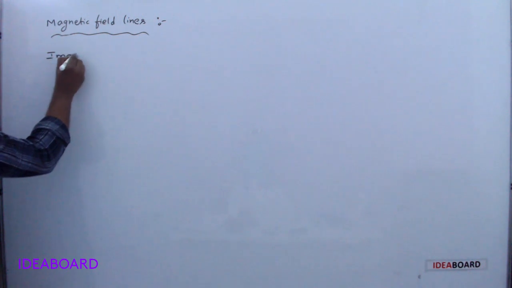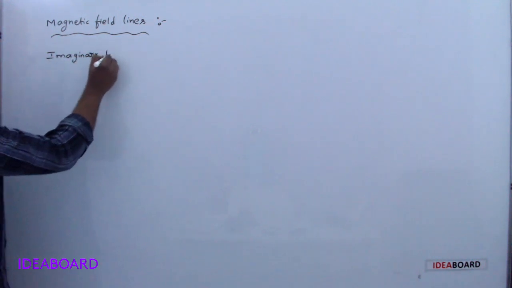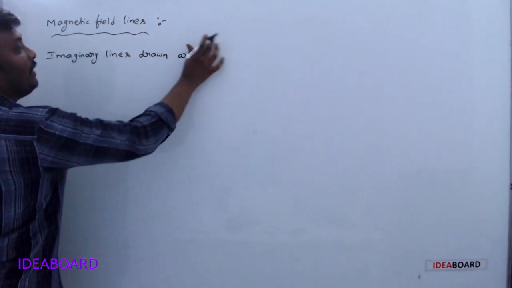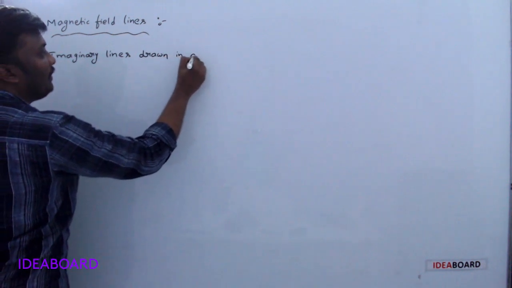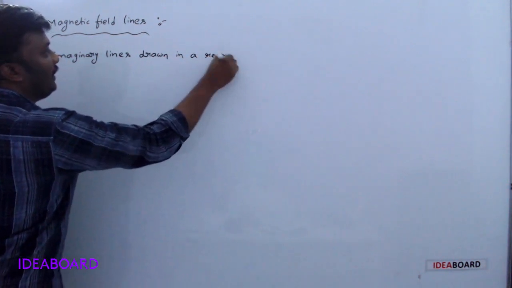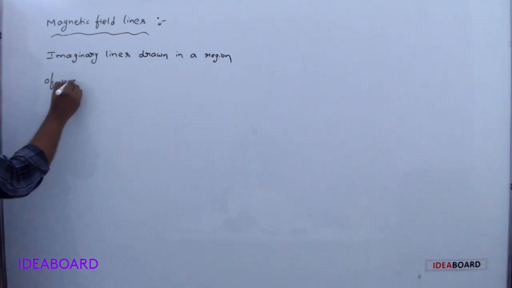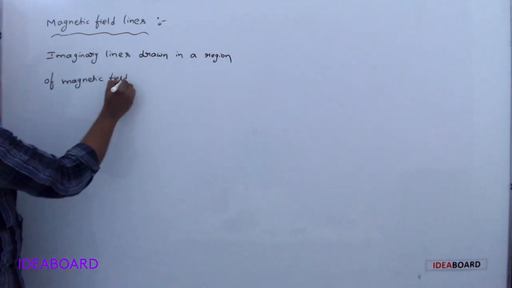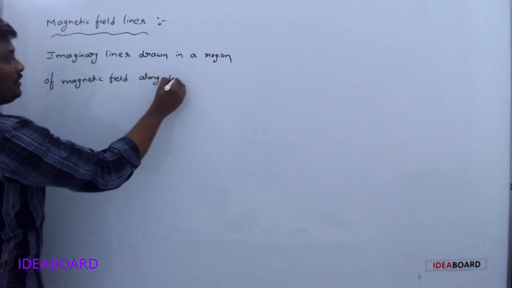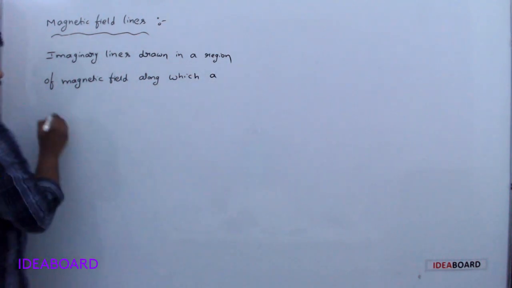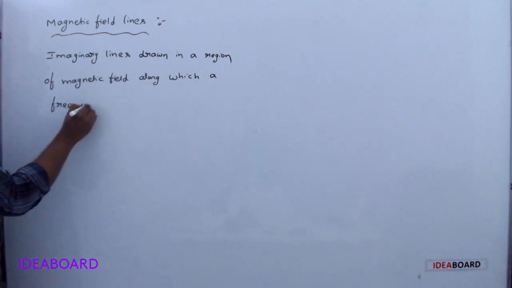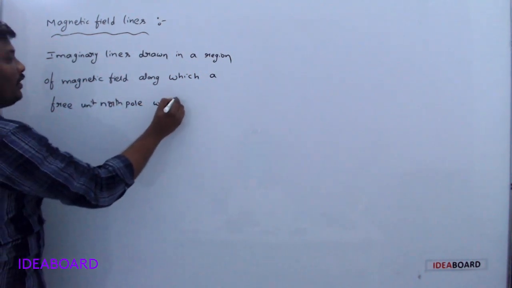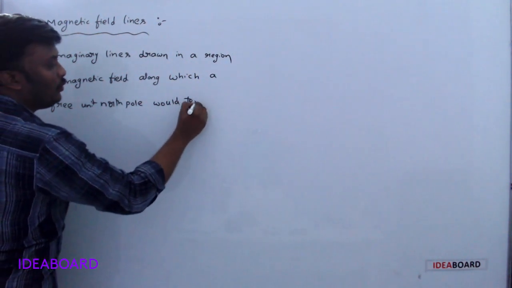These are the imaginary lines drawn in a region of magnetic field along which a free unit north pole would tend to move.